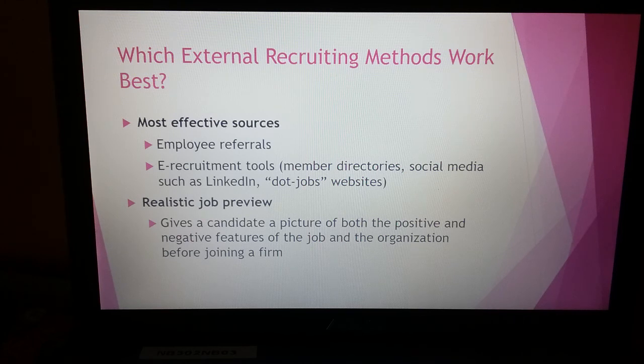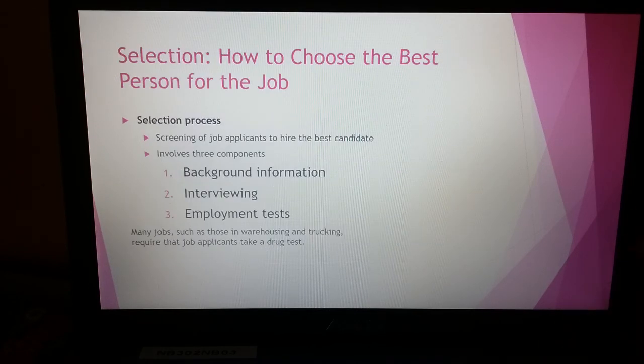So you want to make sure that you actually show, if you're going to be the housekeeper, this is actually what you're going to do. If you're going to be the line cook, this is where you're going to be working, and this is what you're going to be doing, and this is what's going to be expected of you, so that people know exactly what's going on before they get there, and there's no surprises.